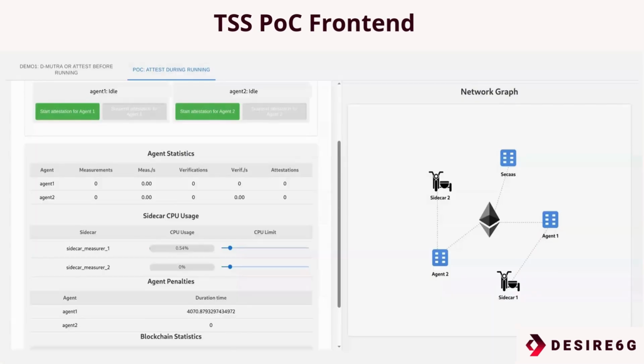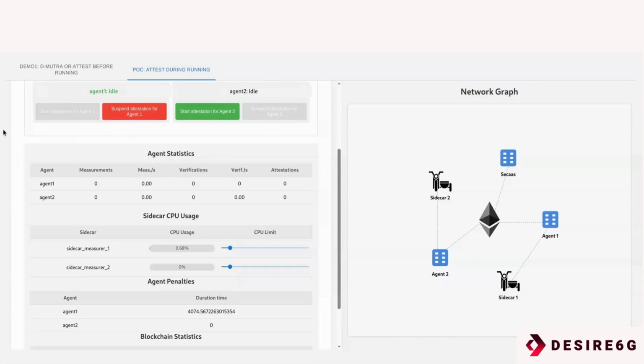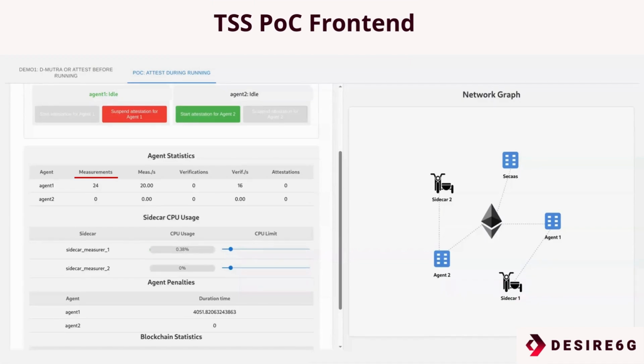Let's look at an example with our front end. Here the agent is already running, and we are now starting the attestation process. Right away, we can see the number of measurements, the measurement rate in measurements per second, the number of verifications, and the number of attestations being displayed. We also see the CPU usage of the sidecar measurer, which we will adjust shortly. Additionally, we can observe the duration of one of the tasks continuously performed by the running agent.